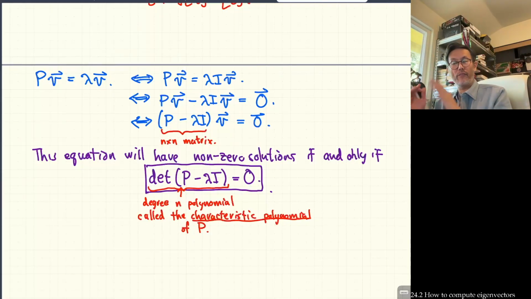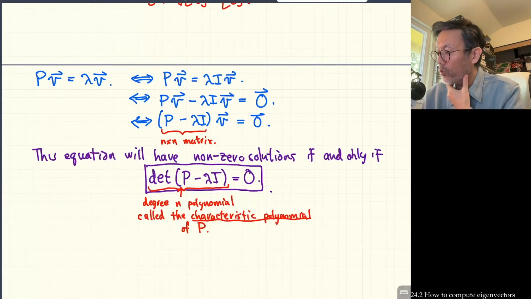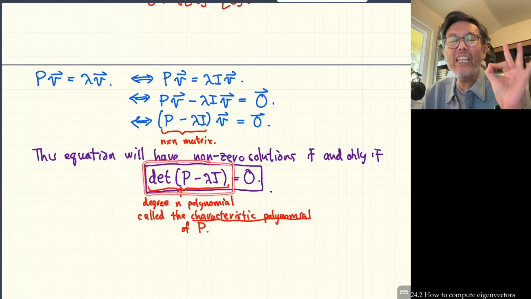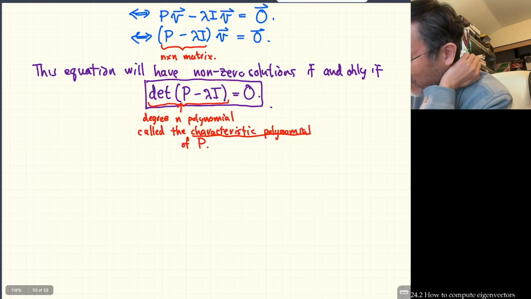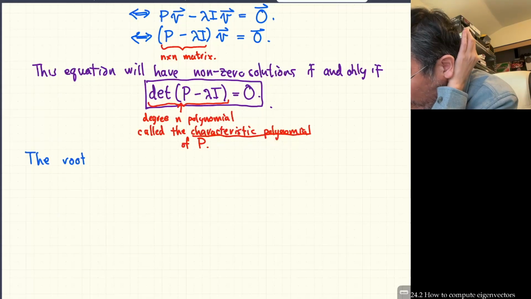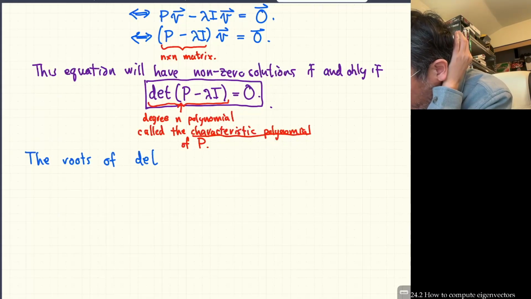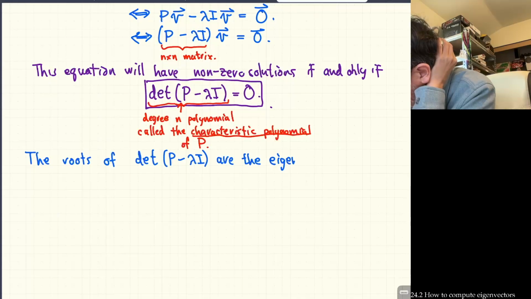Tracing that backwards, if you followed that story, and you should rewind the video and watch it again if it doesn't make sense, what I'm saying here is that the roots of this characteristic polynomial are precisely the eigenvalues of P. I'm going to write that down because it's incredibly important. The roots of the determinant of P minus lambda times the identity are the eigenvalues of P.